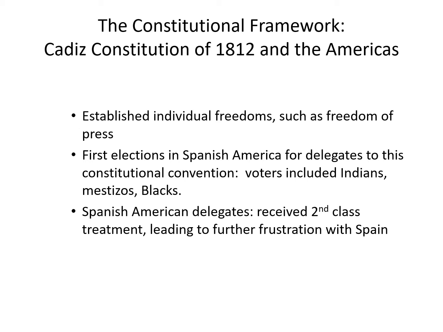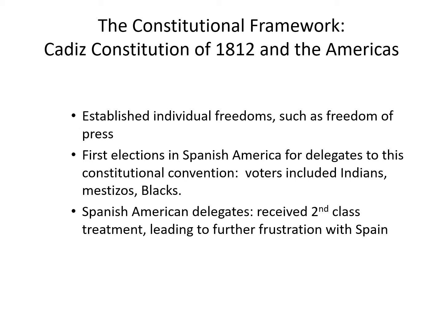I will note, therefore, that by contrast to the United States, you have people of mixed race voting as early as 1809 and 1810 in Spanish America as part of elections for a constitutional convention.